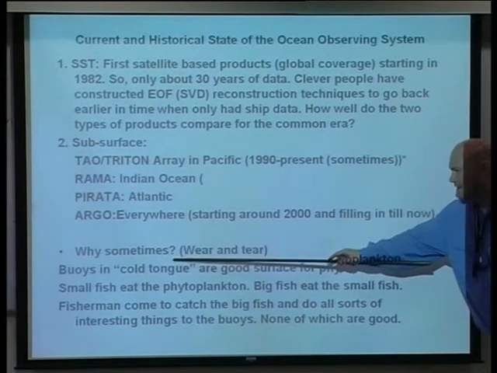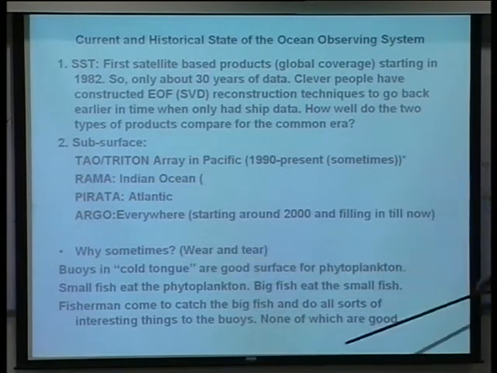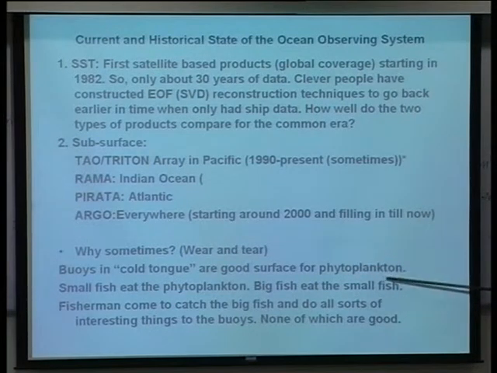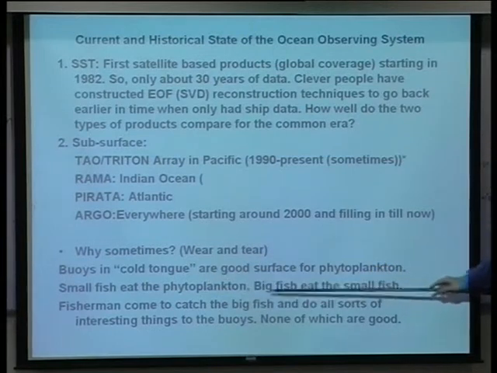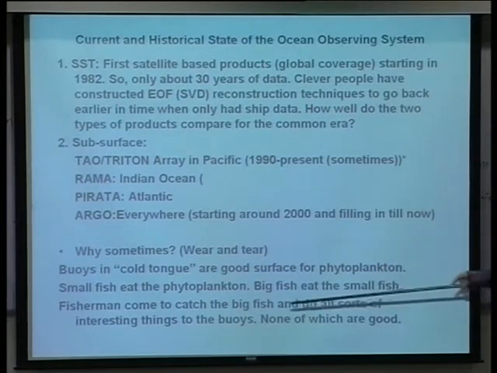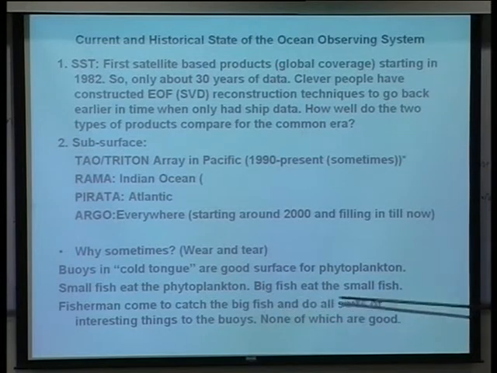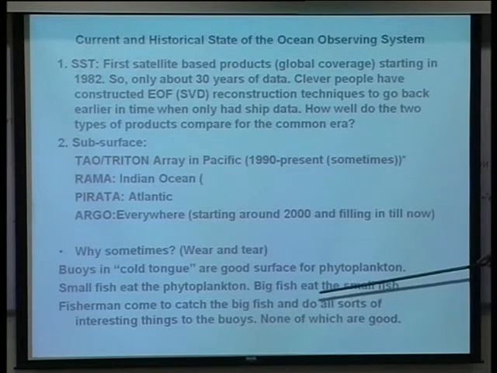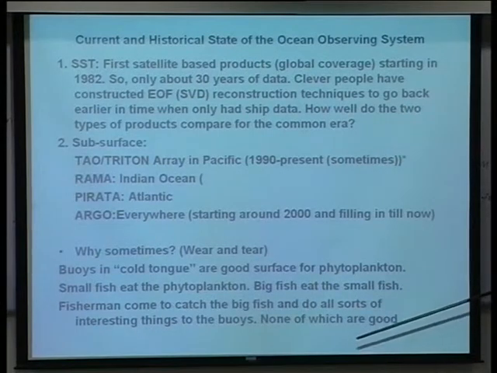The buoys sit in this cold tongue, which is very good for phytoplankton and zooplankton to live. So the small fish come and eat the phytoplankton, and the big fish eat the small fish, and the fishermen come to catch the big fish. They do all sorts of interesting things to the buoys, and so I'll show you a record of the buoys blinking on and off. It's not necessarily intentional, but they'll tie their boats to the buoys, they'll climb on the buoys, and they break.